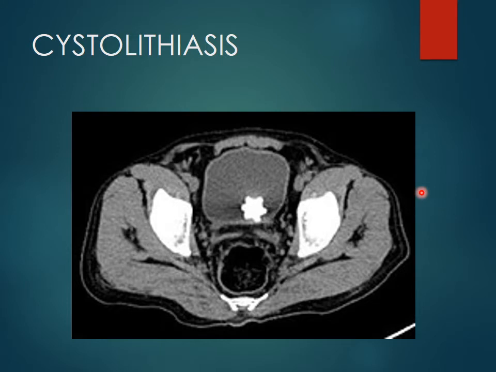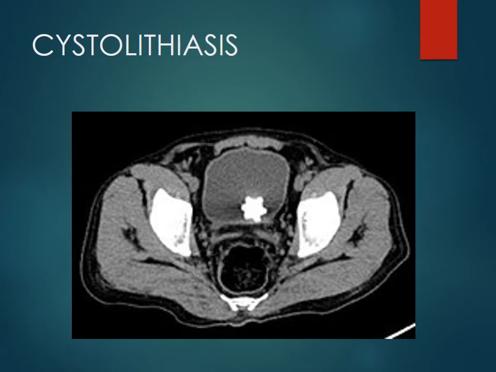By CT scan, cystolithiasis is seen again as a high attenuation focus, similar to the previously discussed types of lithiasis, and usually this high attenuating focus is located at the bladder floor or at the dependent portion of the urinary bladder lumen.